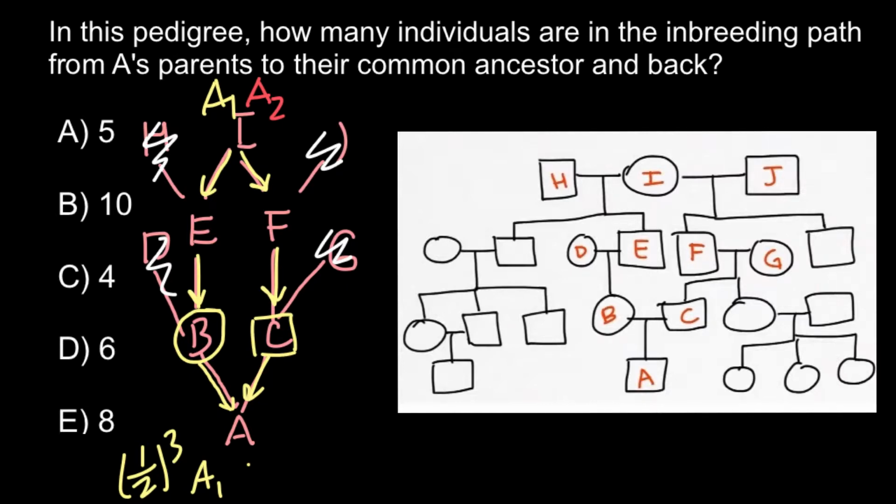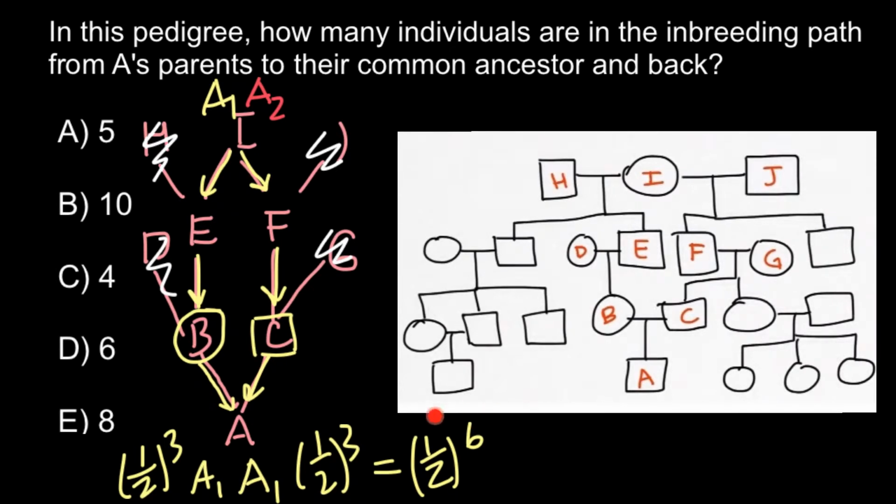So the probability for this individual to be homozygous by descent for two same alleles inherited from the same common ancestor of his parents would be 1/2 to the power of 3 times 1/2 to the power of 3, and we have to multiply these two probabilities. So the probability for this individual to be homozygous for the A1 allele would be 1/2 to the power of 6.